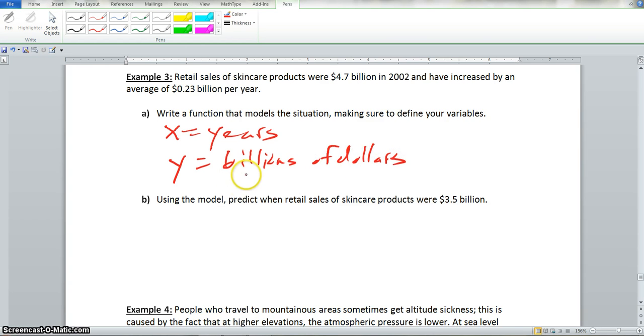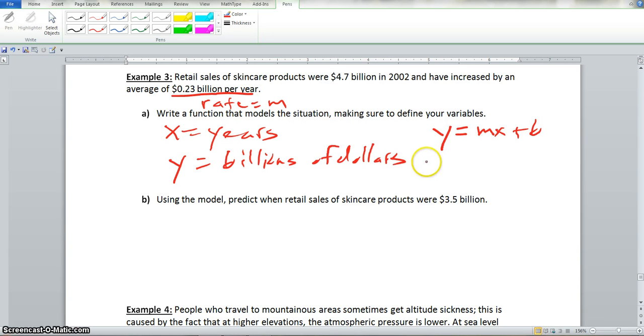Because that's what we're measuring everything in. Now, if we look up here, it says it's 0.23 billion per year that it is increased by. So this is your rate, which is equal to your m. So now we could write this model. We have y is equal to mx plus b.